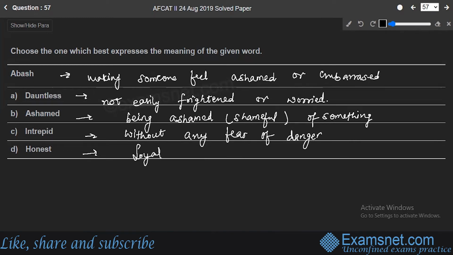So you have to choose the word which best expresses the meaning of the given word abashed. That is obviously the word ashamed, right? So abashed and ashamed are the two clear synonyms. Here option B is the correct answer. Let's move to the next question.